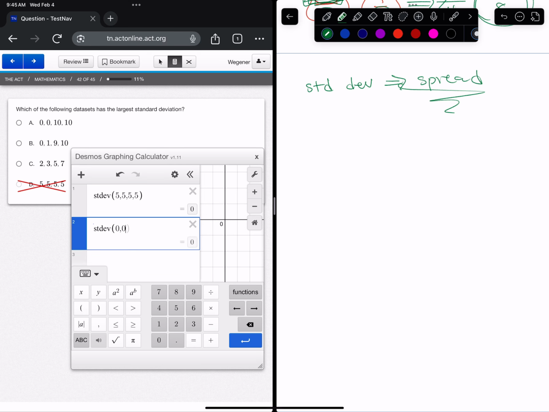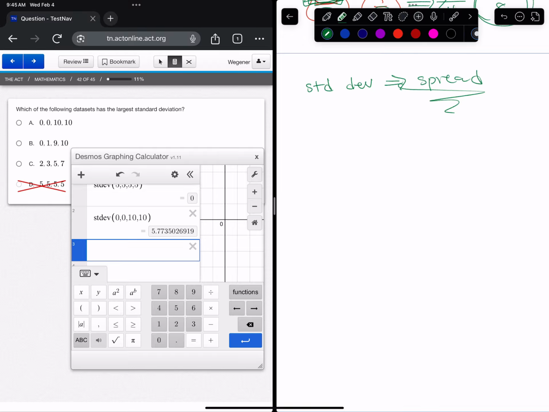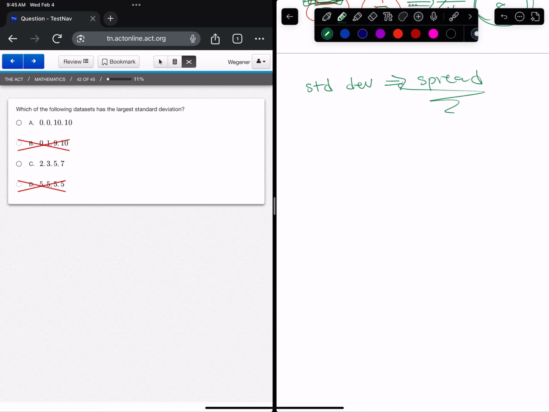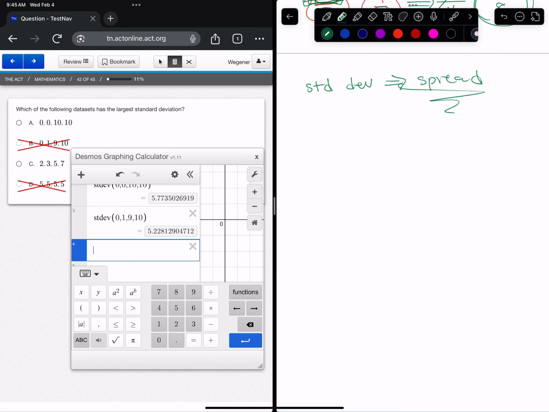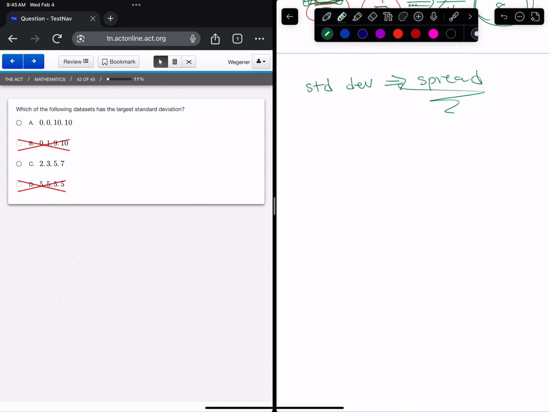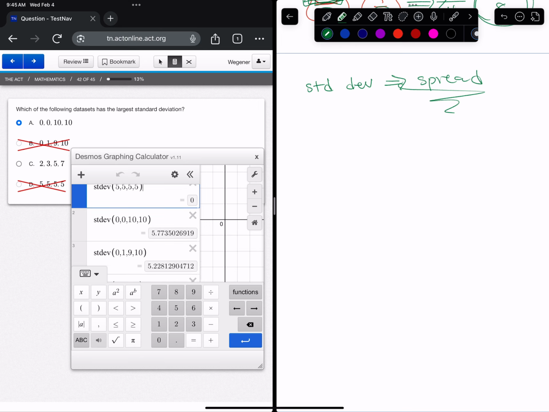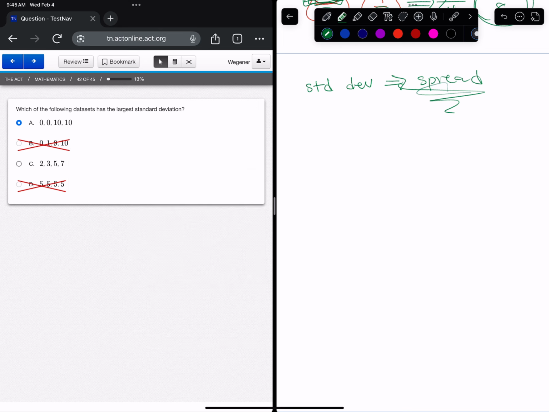0, 0, 10, 10. Okay, so this one's 5.77 for A, and then standard deviation 0, 1, 9, 10. Okay, we can cross that B out, and so now it's A versus C, okay? So functions, go down to statistics, standard deviation, and we're doing 2, 3, 5, 7. So it looks like A is the winner with a standard deviation of 5.77. That means that the data is pretty spread out, okay?